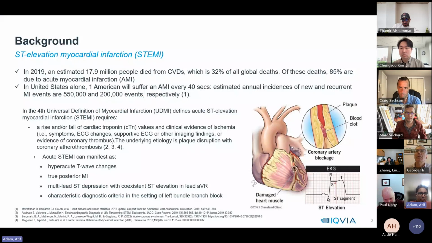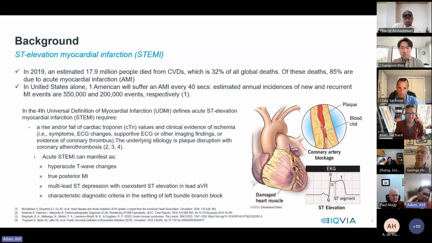So a quick background. This really stemmed from the need to better understand and characterize STEMI across the population. Just from a purely epi perspective, there are about 17.9 million people who died from CVDs, which account for about 32% of the global deaths. Of these deaths, 85% are due to acute MI. So if you really look at the US alone, there's one American who suffers from an AMI every 40 seconds.